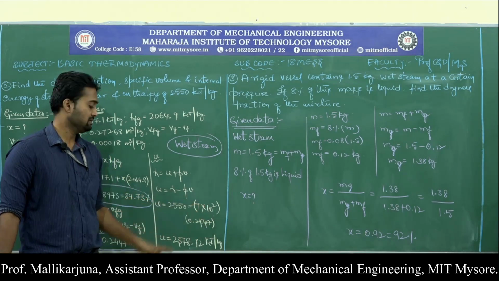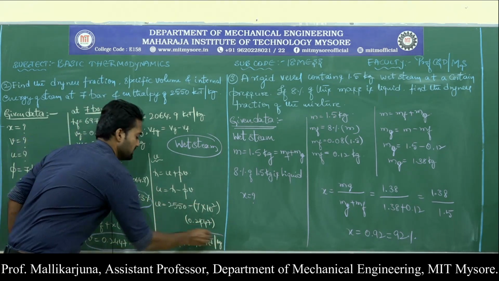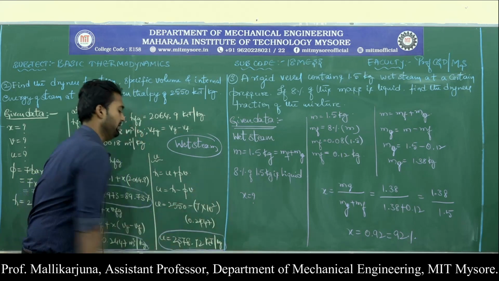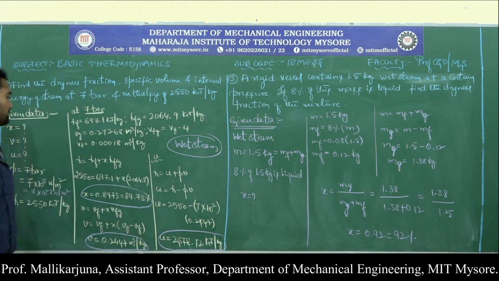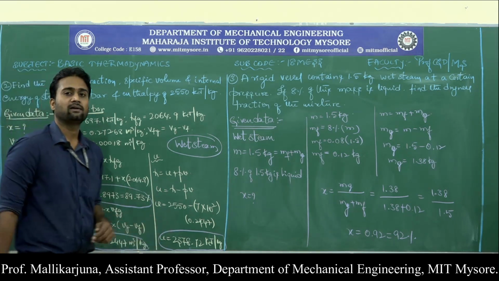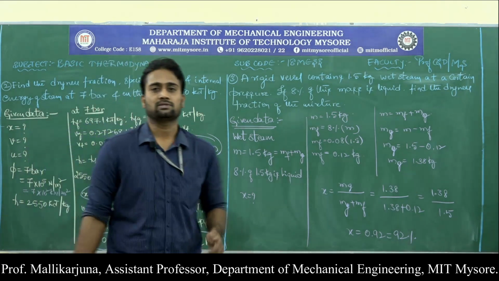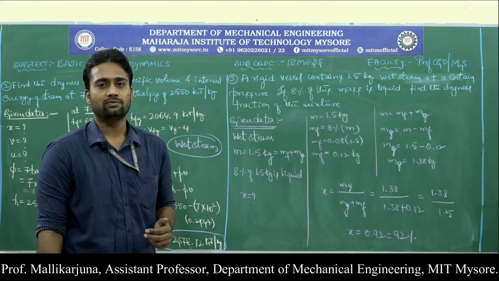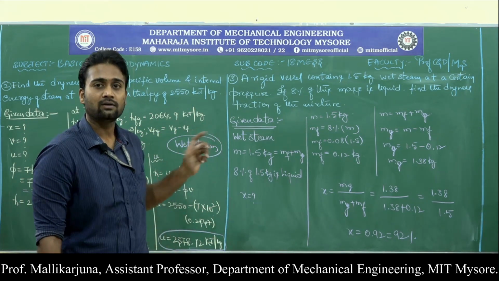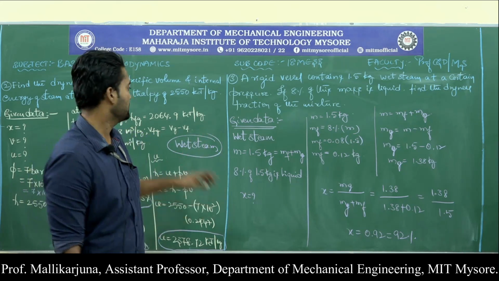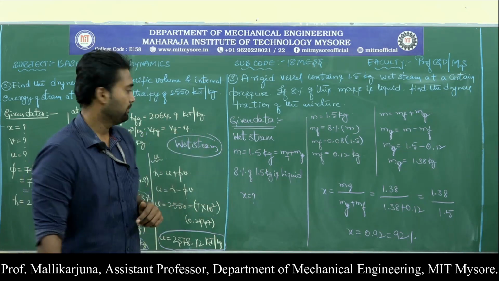Upon solving this, you have got the internal energy as 2378.72 kilojoules per kg. So now dryness fraction, specific volume and internal energy all are known to us. We have found all the values of properties of the given wet steam. So that is the problem.